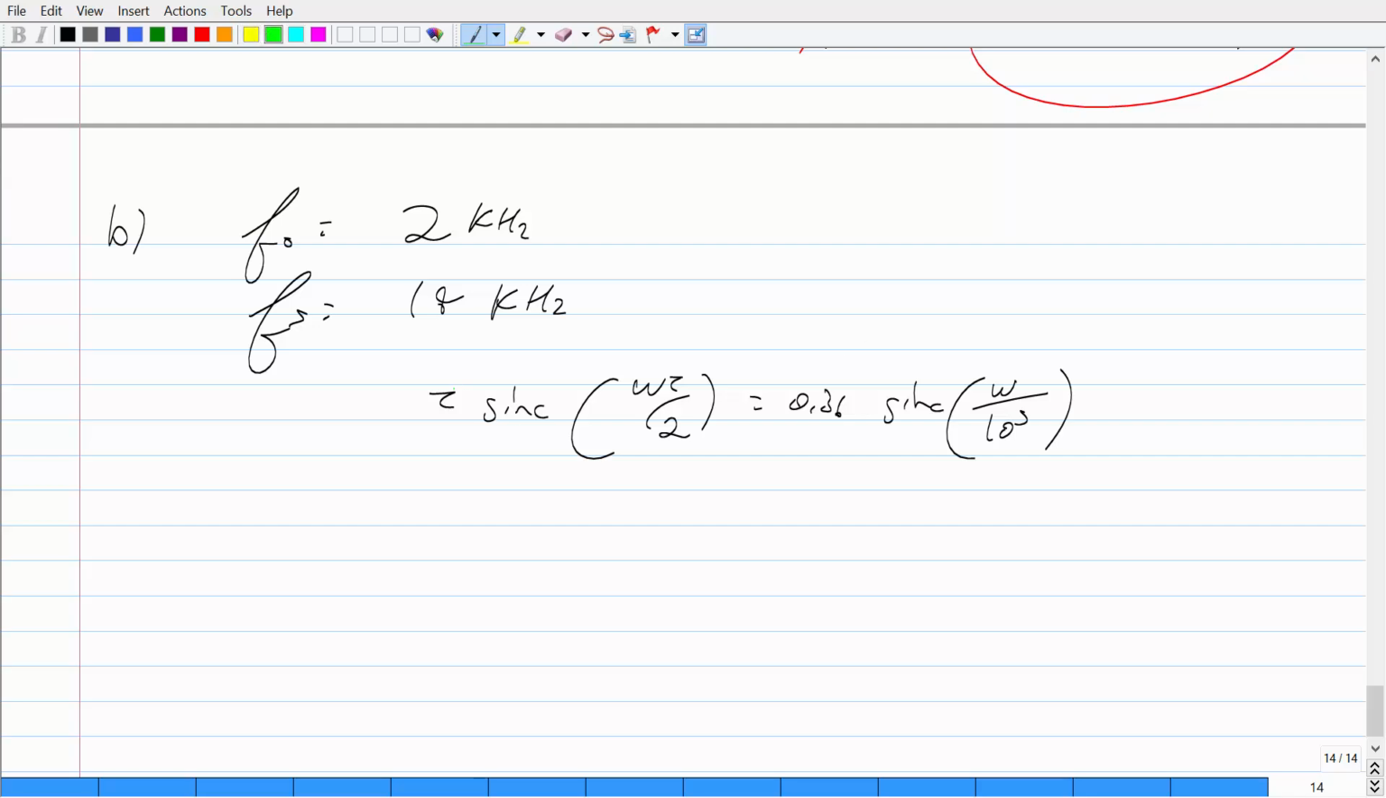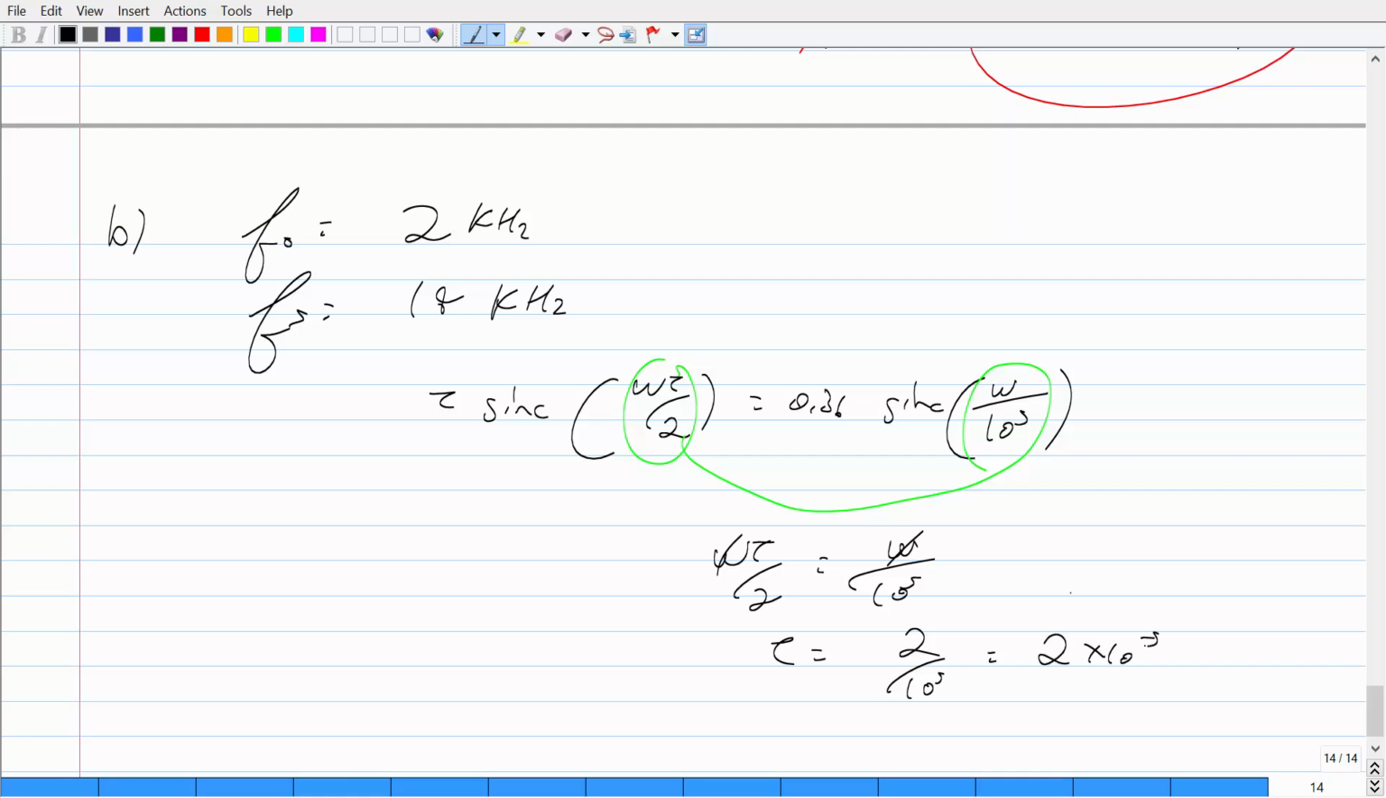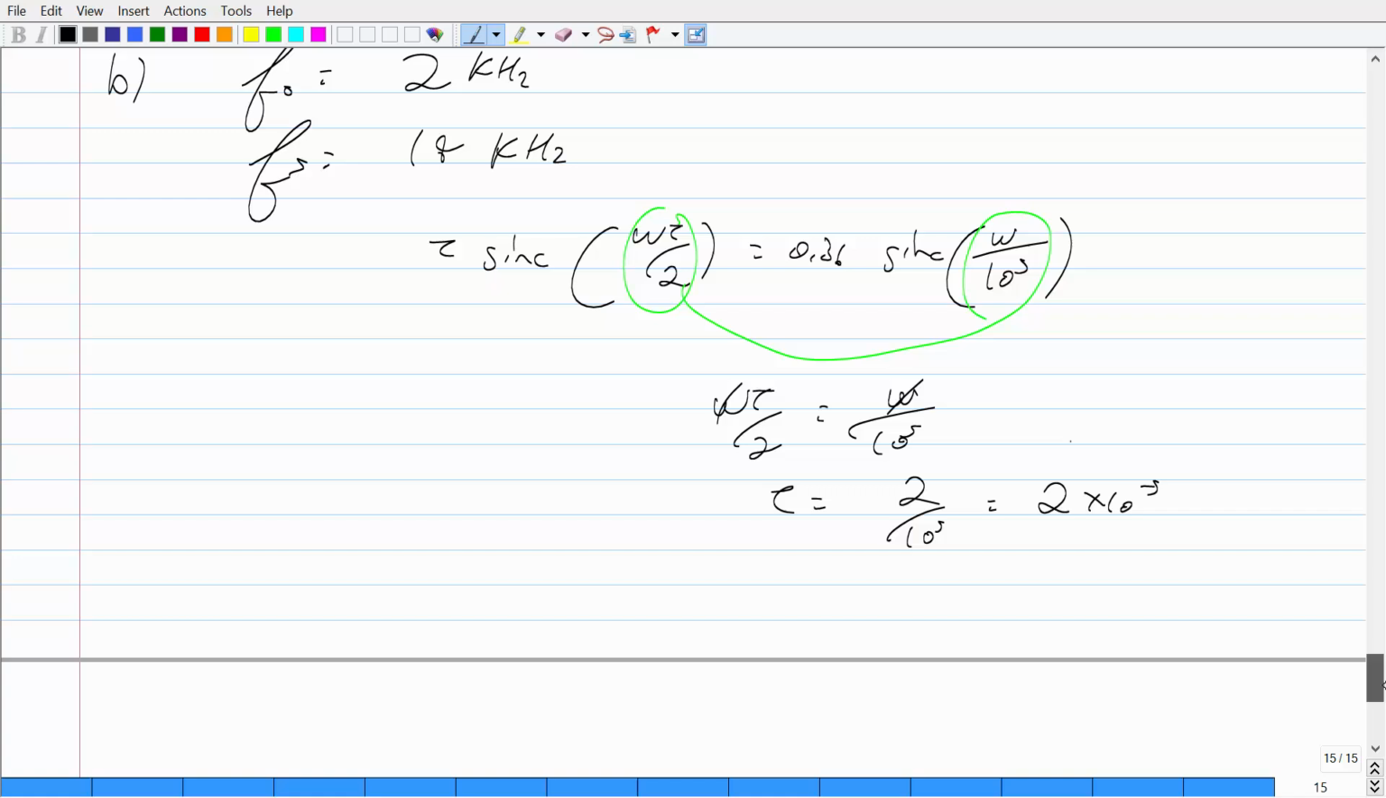We can't just set tau equal to that. You have to use this and set it equal to this here, because there's probably some unknown factors that you have to consider. So this becomes omega tau over 2 equals omega over 10 to the 5. The omegas cancel, so tau equals 2 divided by 10 to the 5, which is 2 times 10 to the minus 5. So that's what you do instead.